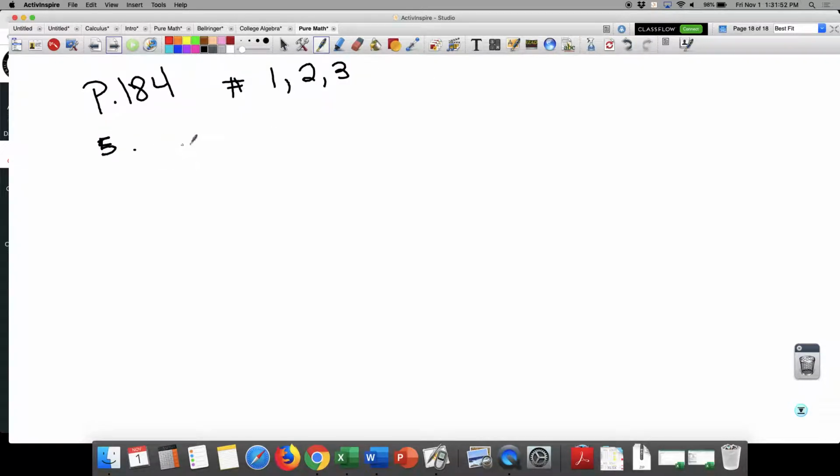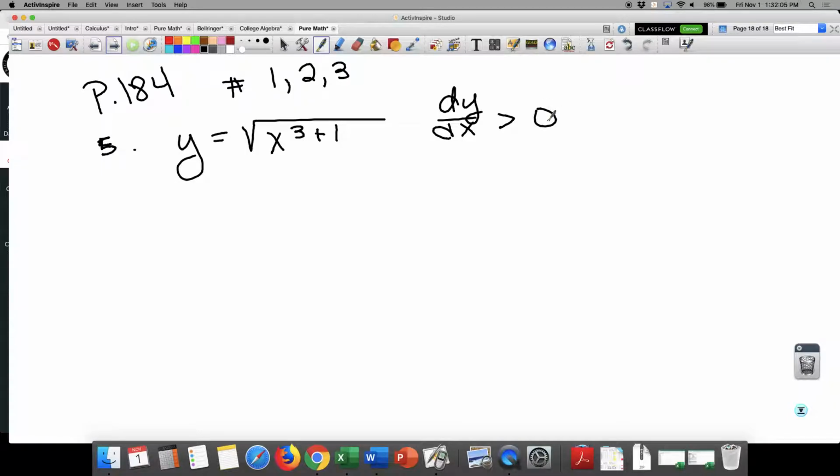All right, let's look at 5. Given that y equals the square root of x cubed plus 1, show that the derivative is greater than 0. In other words, it's positive for x greater than negative 1. I'm going to walk you through it. You're going to show me that the derivative is positive for all values of x greater than negative 1. So if you saw this problem, what do I need to do first?